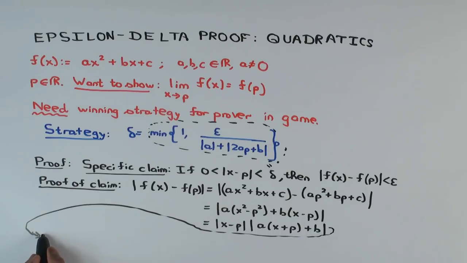So what do we get now? Well, this absolute value of x minus p is less than delta, right? And delta is less than, so this is less than delta times... Okay, let's just do this step by step. So this one we'll use that this is less than delta. Okay, what about this one? What will you do on this piece?